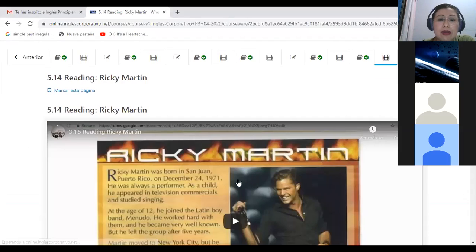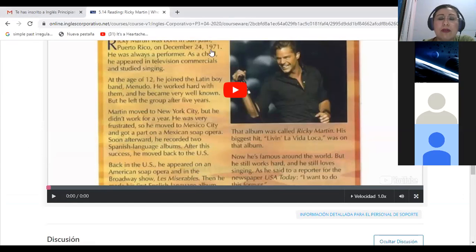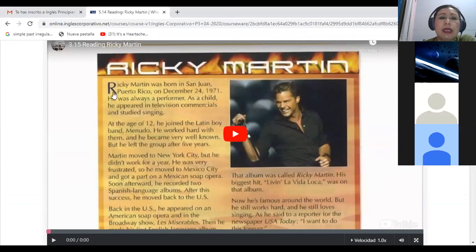In here you have Ricky Martin, right? This is the story of Ricky Martin. Ricky Martin was born, vea, estamos hablando de past, right? Was born in San Juan, Puerto Rico on December 24, 1971, vea, 1971. Y vea que estamos usando la preposición on porque estoy dando una fecha completa. December 24th, the 24th, 1971.